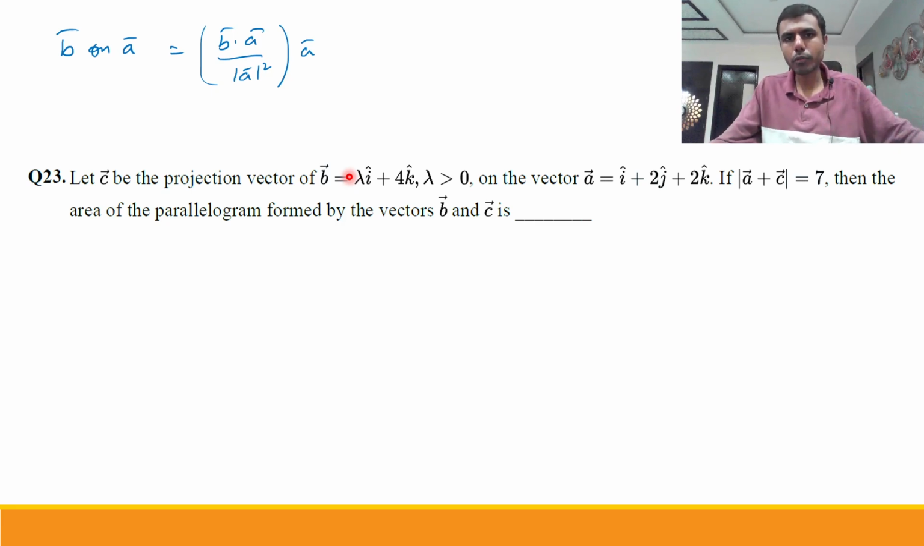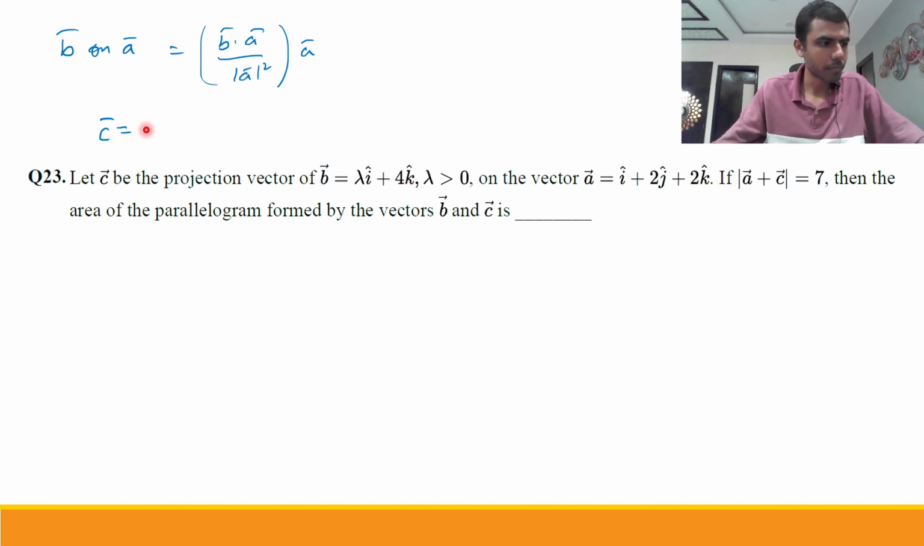So the projection vector of B bar on this is nothing but C bar, right? So C bar is going to be equal to what? B dot A. That means this dot this. That means I get lambda into 1, and j is not there, so 0 into 2, and 4 into 2, 8. I'm finding the dot product. Lambda plus 8 by, what is the magnitude of A? It's 3 square, is 9. C bar is this, 9 times A bar.